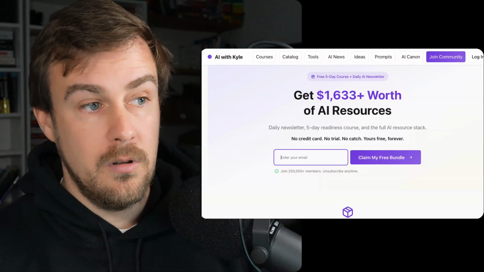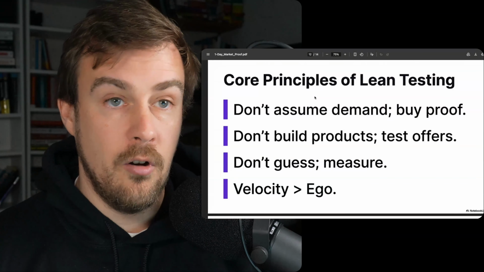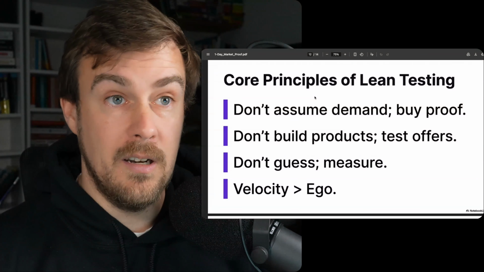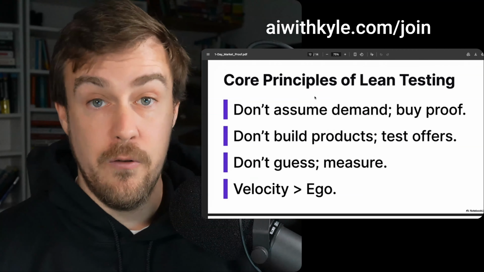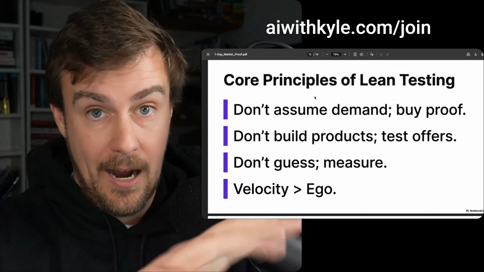So you have to not rely on anecdotes, not rely on what your mate says. Don't listen to your mum. She's going to say that it's great whatever you do. You need to buy proof. And that means you need to take your offer out into the market.